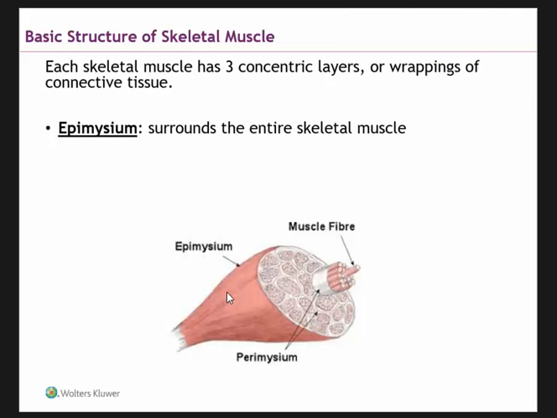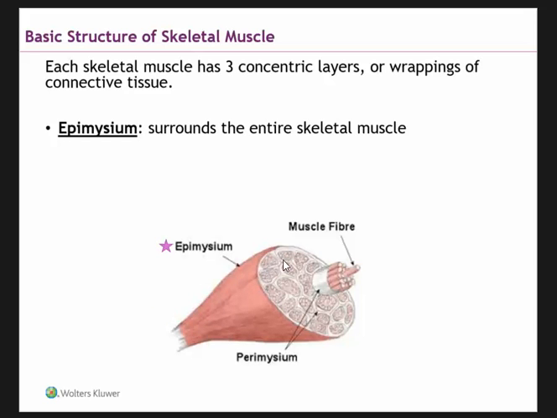But let's go over those layers of connective tissue and give some more information, because this is the first question on your assignment. Starting with the epimysium. So we know that each layer consists of elastic and collagen fibers. There are also cells and other ground substances that exist throughout the muscle. But let's talk specifically about our epimysium here.